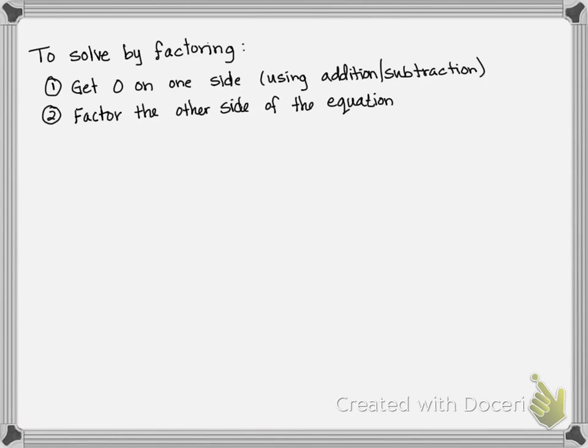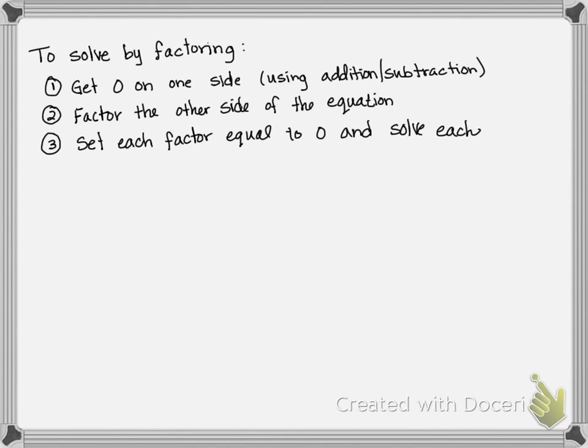So these first 2 steps in this last example were already done for us, right? We already had a 0 on one side and that left side was already factored. So we didn't have to do any of that. We just checked that they were both true. And then the last step is to set each factor equal to 0 and solve each resulting equation.